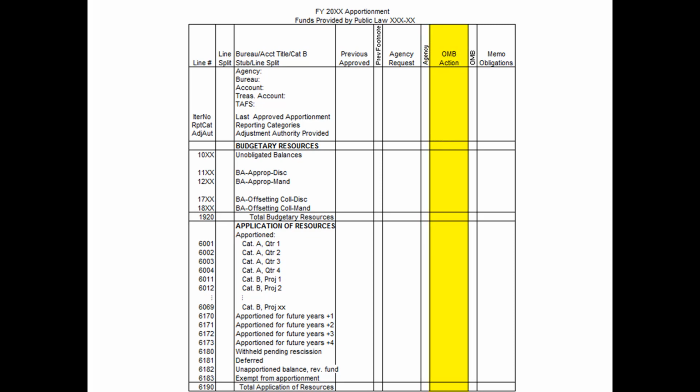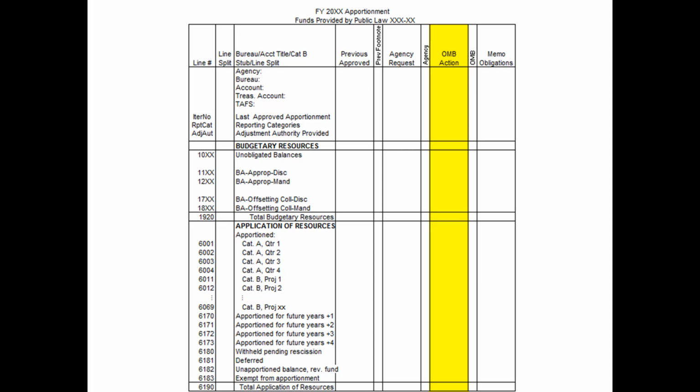Next is the OMB action column. This column reflects OMB's action on the agency's request. If the request is properly justified, these amounts in the OMB action column will be the same as those in the agency request column. If there are changes from the agency request, these will usually occur in the application of budgetary resources section. It's rare that OMB changes amounts in the budgetary resources section.